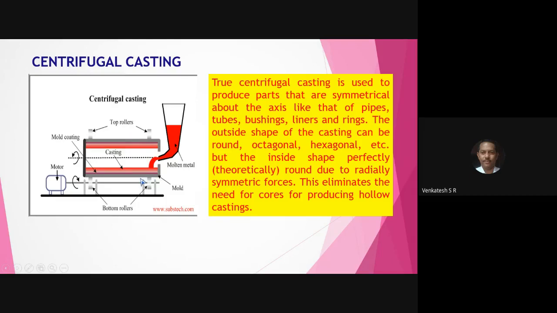Usually, they use a breakable mold, or sometimes a permanent mold, because after the process they have to remove the casting from the pipe. Sometimes they break the pipe and remove the casting. Otherwise, they use a permanent mold, from which they remove the casting. Due to centrifugal action, the pipe type or circular type of casting is formed inside the pipe or tube. This is called centrifugal casting.